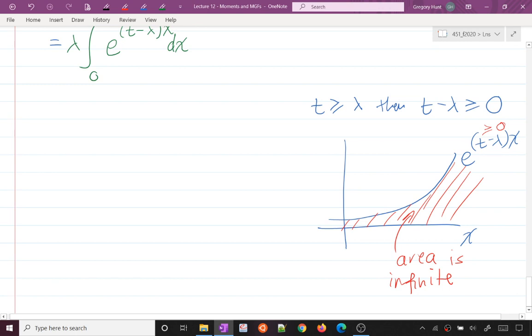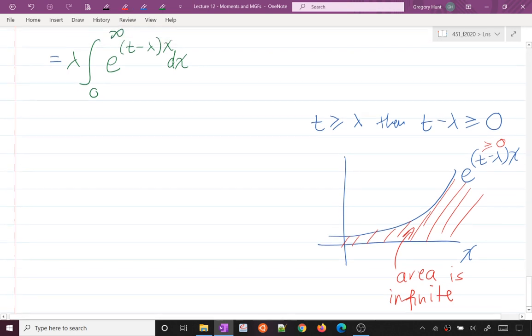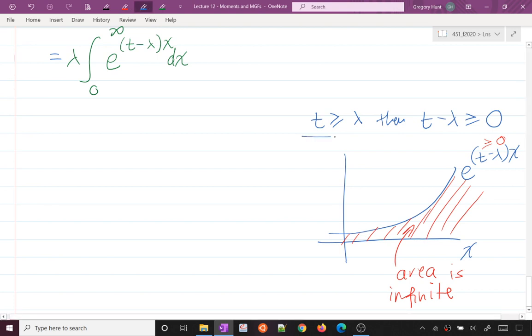The area under the curve is infinite because it's kind of this exponential function. We're just going to get an infinite value. If we try to integrate this thing, it doesn't really converge well. Okay, so this is where I was talking about how this expectation might not always exist.